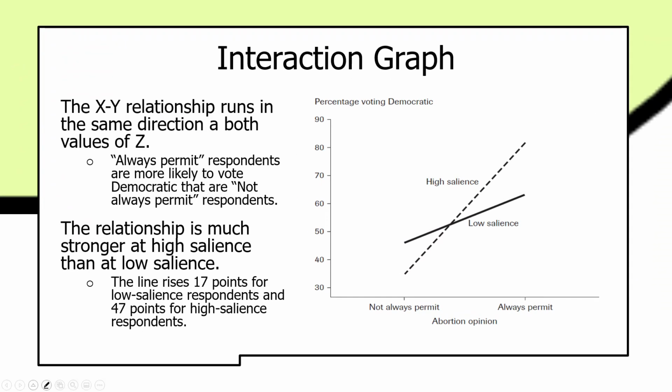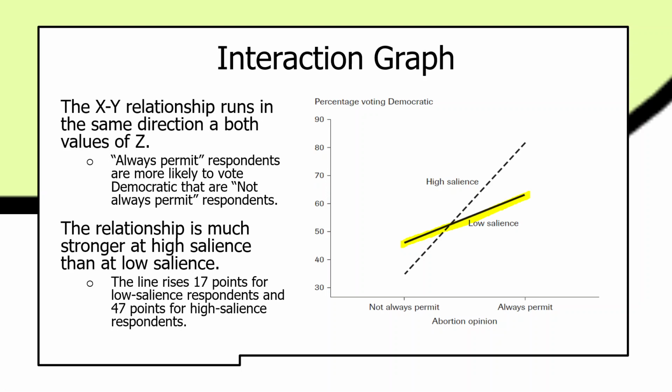And here's a graph of the relationship we just looked at. You can see the lines cross. Now, as we discussed in an earlier screencast, the lines don't have to cross for it to be interaction. But when they do, it's a dead giveaway that you have interaction. Here's a relationship, Democratic vote at low salience, and again, that's about a 17-point gradient there. There's a difference between those who do not always permit and those who always permit.